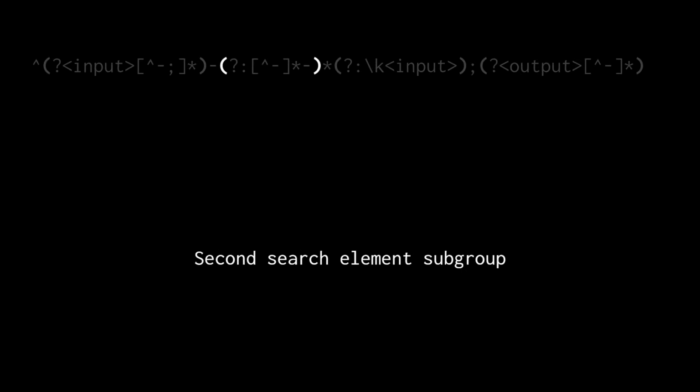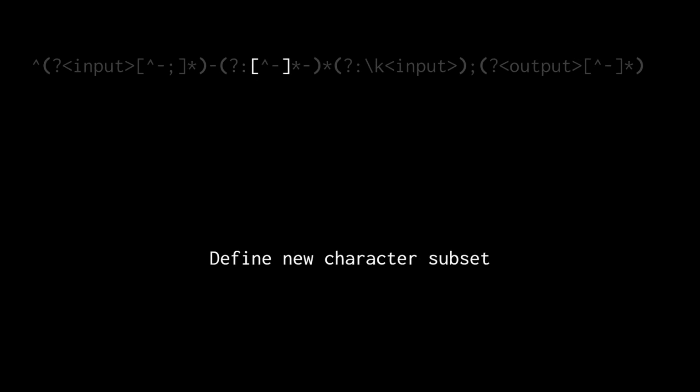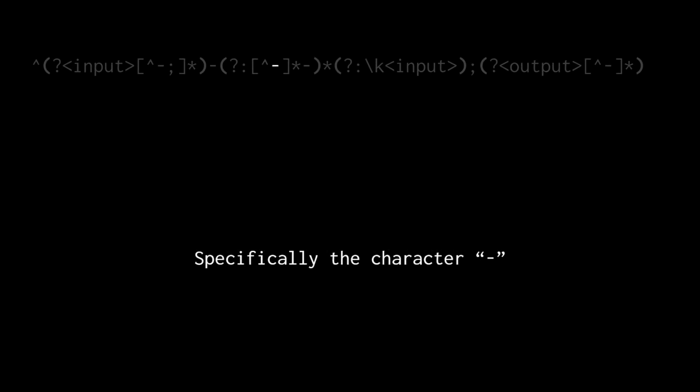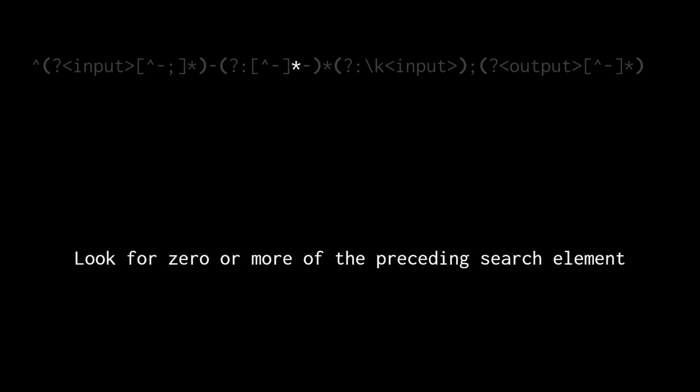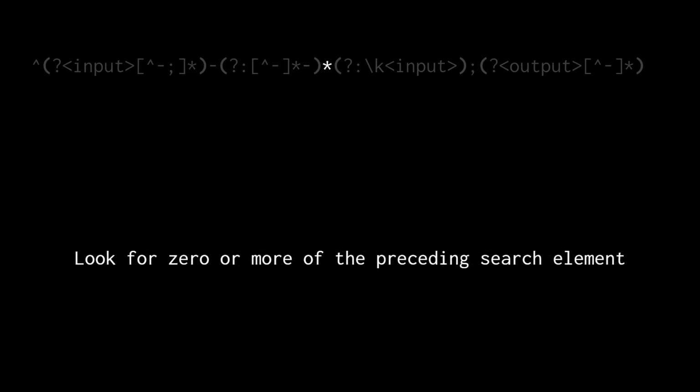All right, the second subgroup has no name, so it can't be used. The information that's found in this group cannot be referenced later. Okay? But we do have a character subset that we're defining, and it is, again, a negative group. So everything that's not a hyphen, as many times as we can, until we find another hyphen.